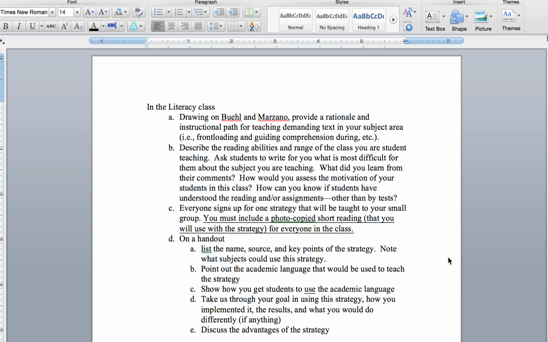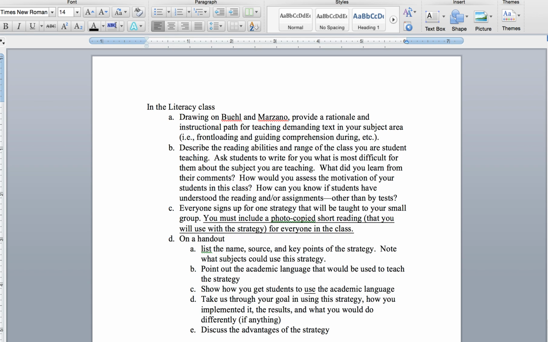One note, if you are using, like I am in this example, a visual text, then you can just include the link. Also, you will include a handout, which lists the name, source, and key points of the strategy, and notes what subjects could use the strategy. You point out the academic language, you show how to get the students to use the academic language, you take us through your goal in using the strategy, how you implemented it, the results, and what you would do differently, and then talk about the advantages of the strategy.